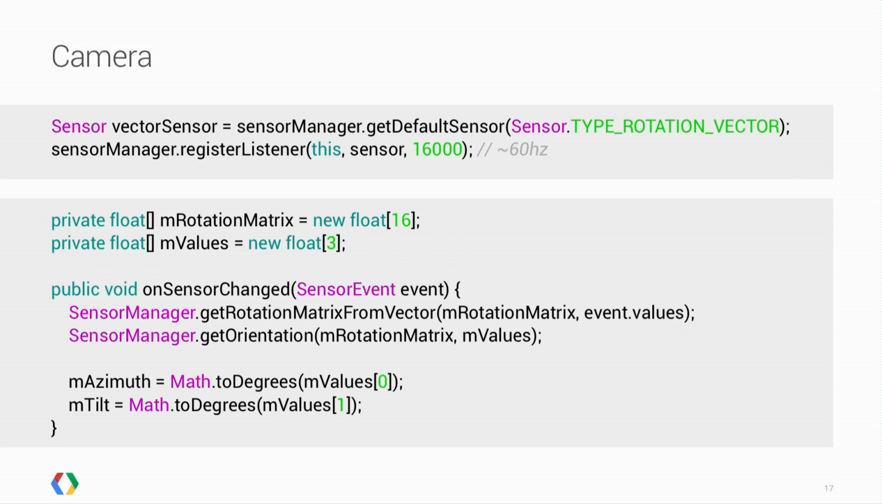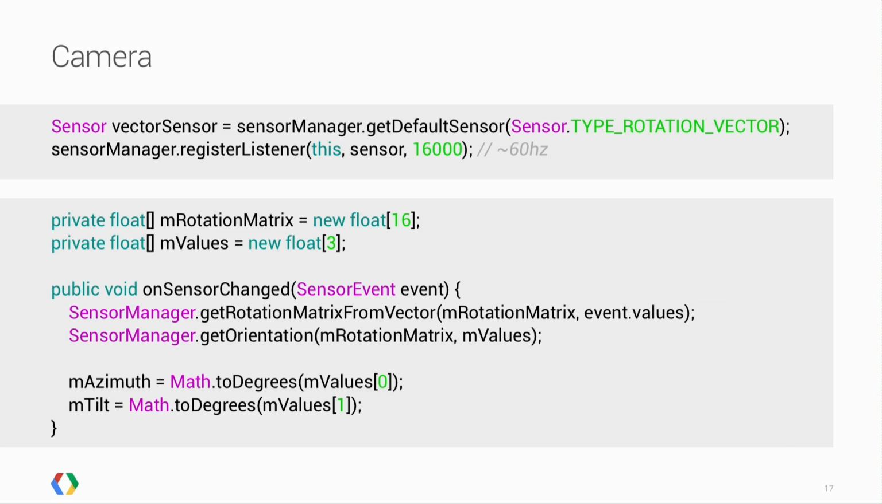And then for each update, we just populate those fields with the relevant data. So we read the rotation matrix from the sensor's event values, and then convert that rotation matrix into 3 values that are more applicable for most applications. And that's azimuth, tilt, and roll. We're ignoring roll for this demo and just using azimuth, which you can essentially consider to be the direction that north is in, and tilt, which is just the device's tilt.